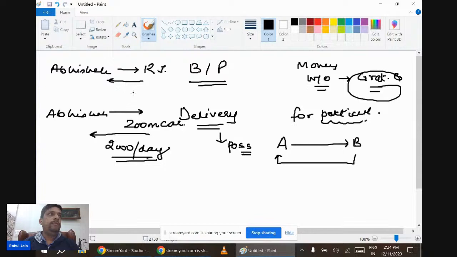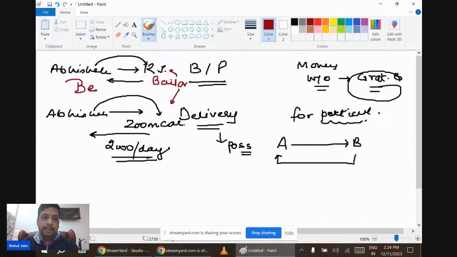Now, upon the fulfillment of the purpose of going to the marriage, after coming back, Abhishek has to return my car as well as the Zoom car. Delivery back of possession. The person who is giving the bailment is known as bailor, and he will be known as bailee.